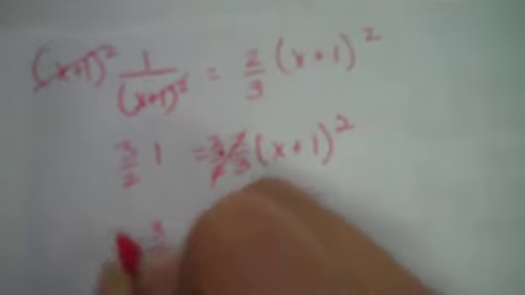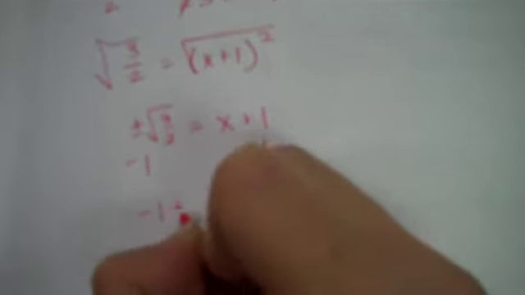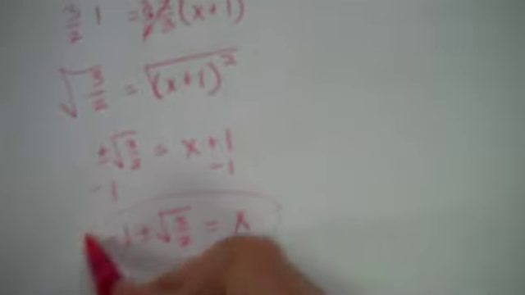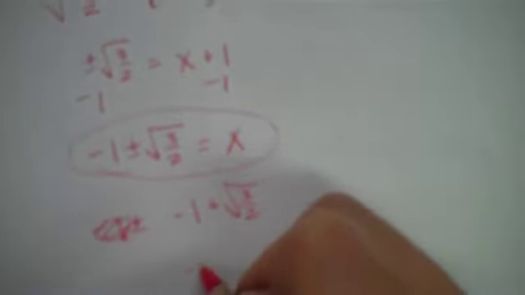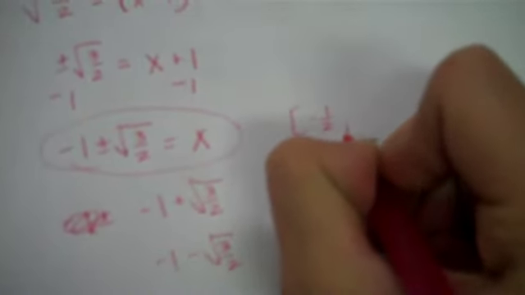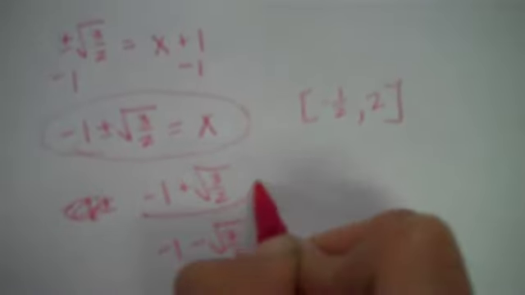So being that it's a perfect square, I can just square root both sides. I get plus or minus the square root of 3/2 equals x plus 1. So then I can just subtract 1 from both sides. I get negative 1 plus or minus the square root of 3/2 equals x. And then you just want to make sure to figure out which one of these falls into our interval. So if you go ahead and test this, negative 1 plus the square root of 3/2, and then negative 1 minus the square root of 3/2, make sure that this is falling within the interval from negative 1/2 to 2, and what you're going to find out is this is the one that we want.